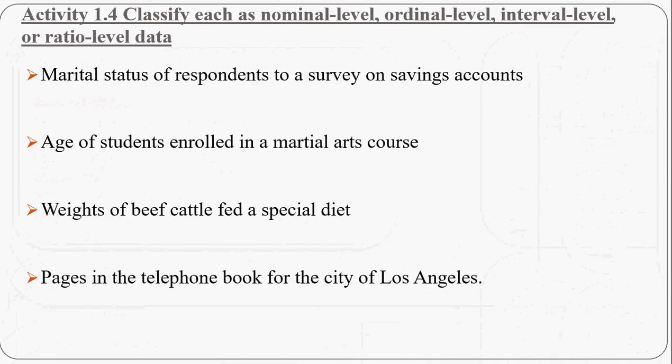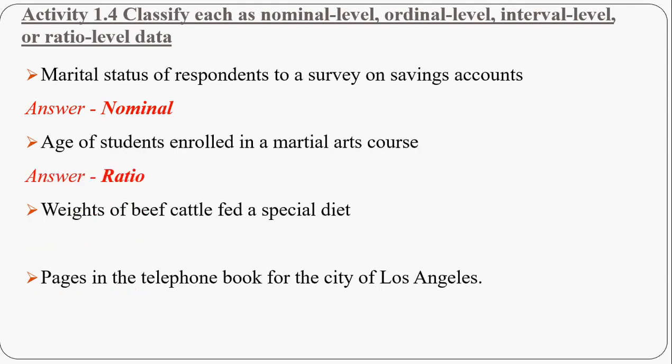Marital status of respondents to a survey on savings accounts. Any guess, dear students? Nominal scale. Age of students enrolled in a martial arts course, maybe like karate, judo, etc. The answer is ratio scale. Weights of beef cattle fed a special diet. The answer is ratio scale. Pages in the telephone book for the city of Los Angeles. Ratio scale.